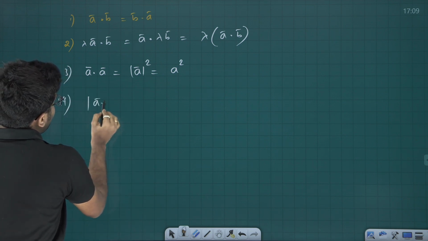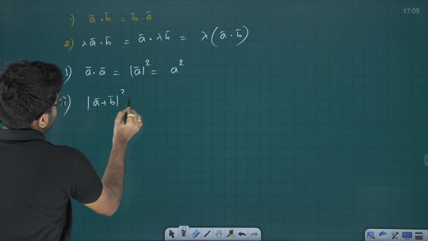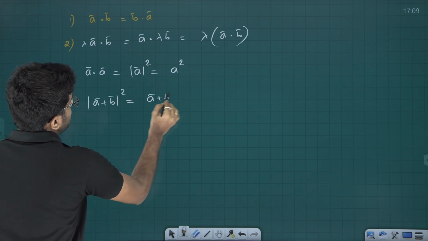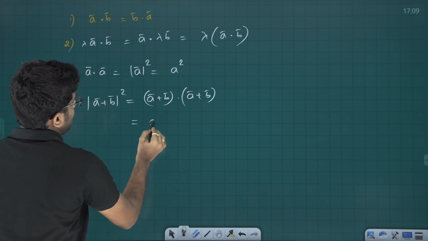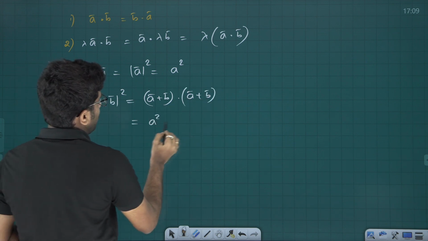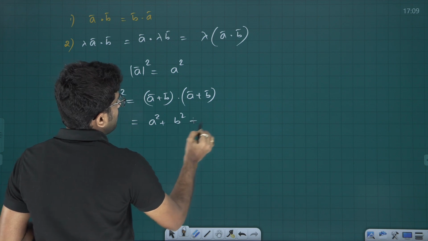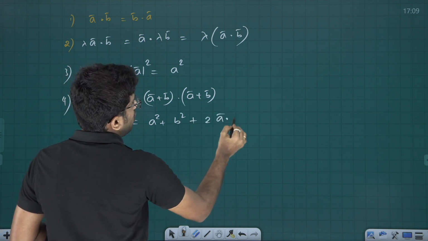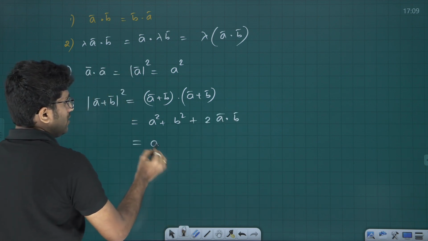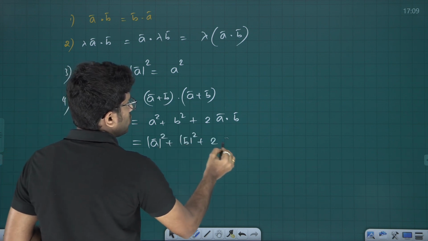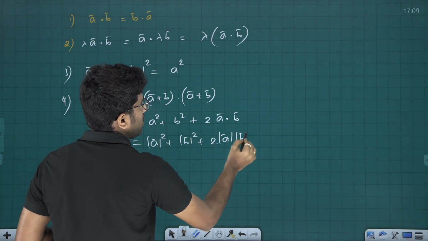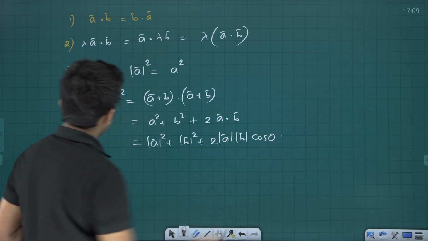Next, mod of A bar plus B bar whole square. This is nothing but A bar plus B bar dot A bar plus B bar. So this we can write as A square plus B square plus 2 times A bar dot B bar. So finally we can write it as mod A square plus mod B square plus 2 times mod A into mod B into cos theta, friends.